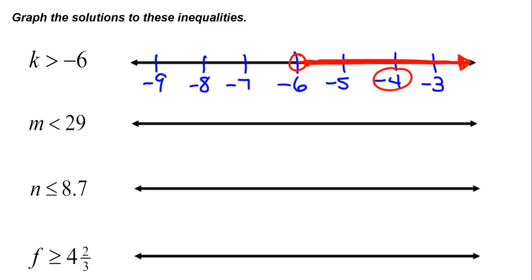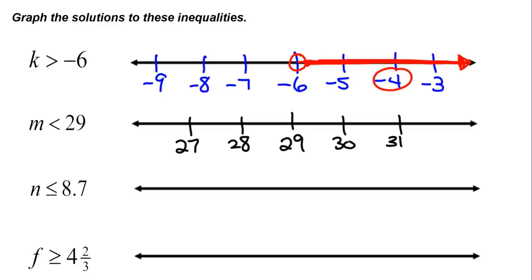Next one, M is less than 29. So again, I'm going to include 29 on my graph, put that in the middle, but then I'm going to include a few values to the right, 30, 31, and a few values to the left, just to give the viewer an idea of where I'm at on the number line and give me an idea of scale.